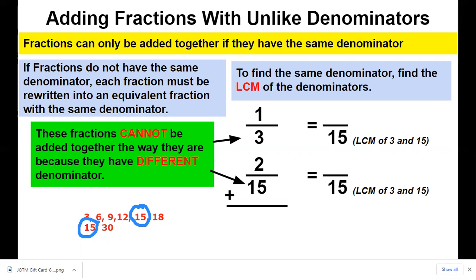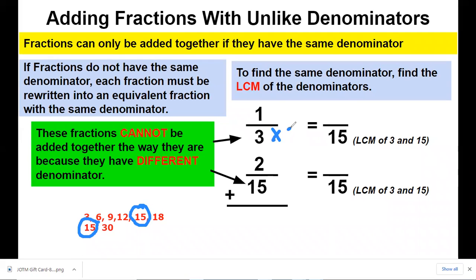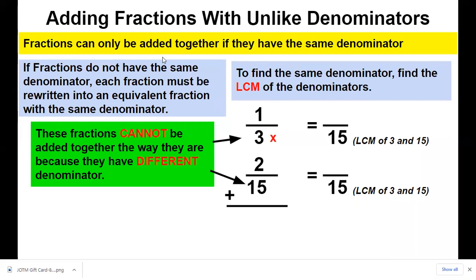Now I do what I would have done. I have to say, okay, 15, we'll do the top first. 3 times what gives me 15? Whatever that is, then I have to times the top by that same number. So 3 times 5 equals 15, so I times the top number by 5, and I get 1 times 5 equals 5. So 1/3 is the same as 5/15.